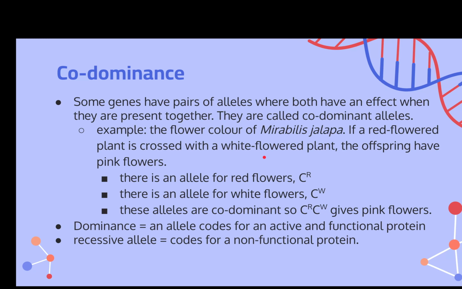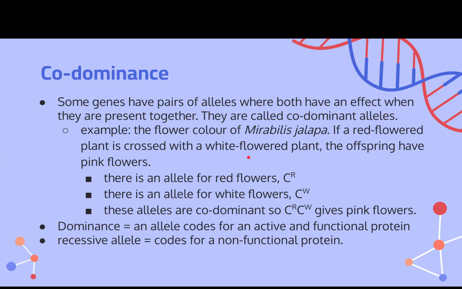Okay, now we're going to talk about codominance. So, some genes have pairs of alleles where both have an effect when they're present together. So, it's not like a normal pair of alleles where because one is dominant, it will automatically mask the recessive. This is situations where the pairs of alleles both have an effect when they're present together. So they're both dominant. These are called, like the definition suggests, codominant alleles.